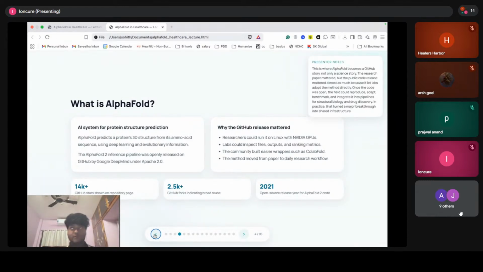And now on their GitHub you can see 141k plus stars, 2.5k plus forks, and also the open source release in 2021 for AlphaFold 2. Now we have AlphaFold 3 currently by Google DeepMind.